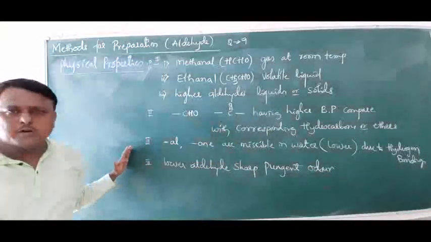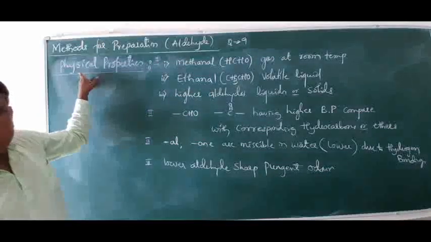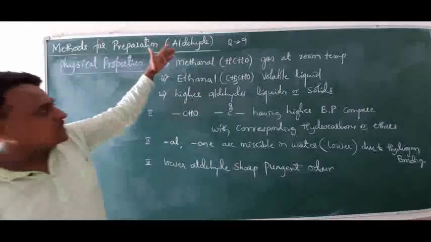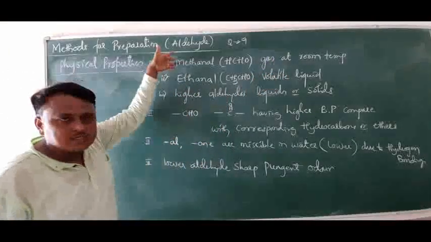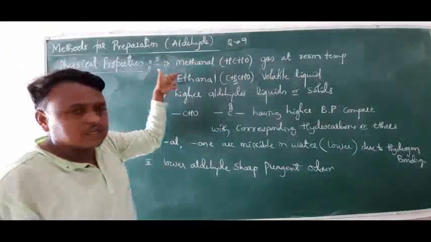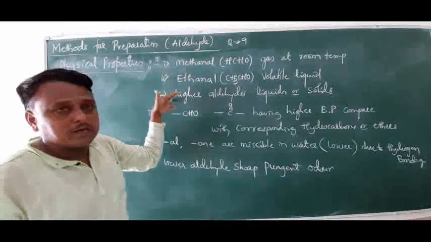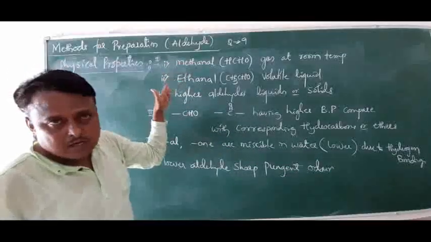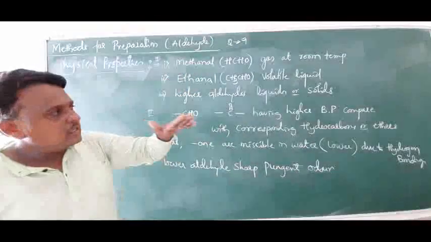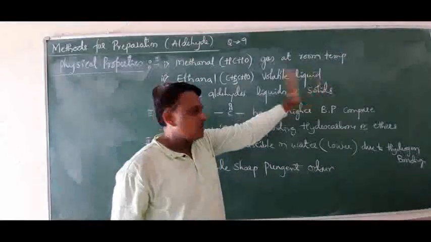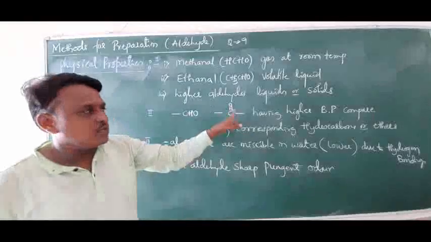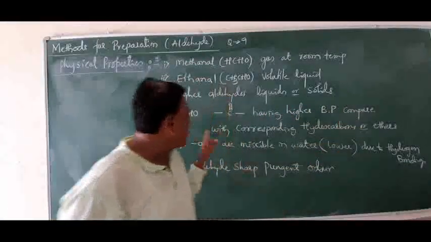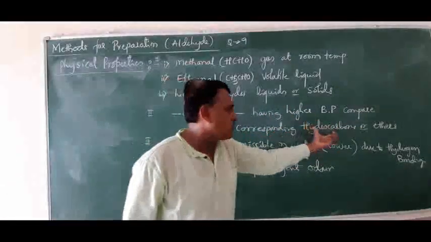These are the four important physical properties. I repeat, aldehydes are available in three forms: gas, liquid and solids. Methanal is a gas at room temperature, ethanal is a volatile liquid, and higher ones, propanal, butanal and so on, are available as liquids as well as solids. Aldehydes and ketones have higher boiling points compared with the corresponding hydrocarbon and ether.